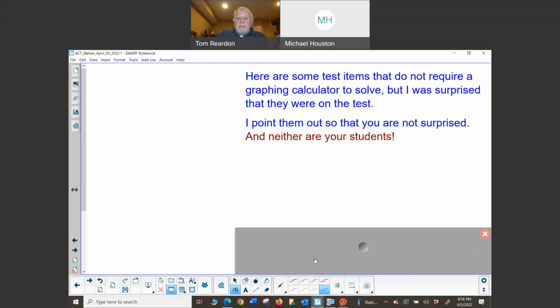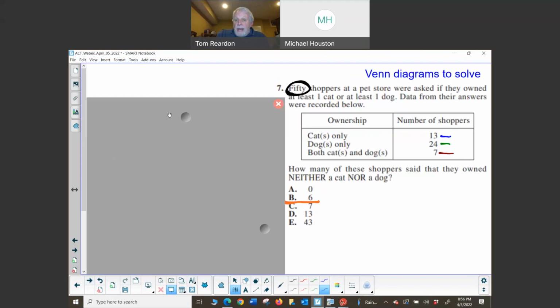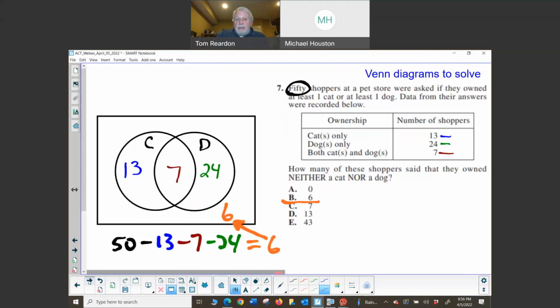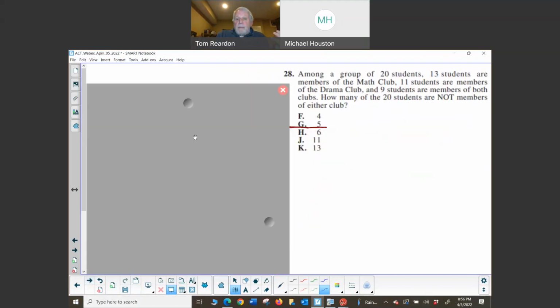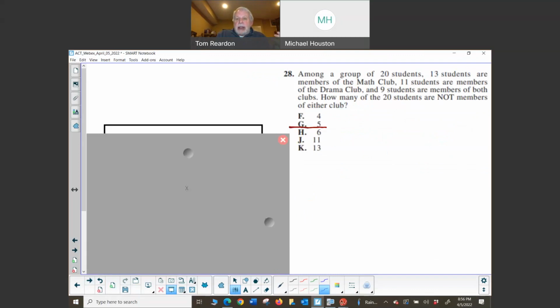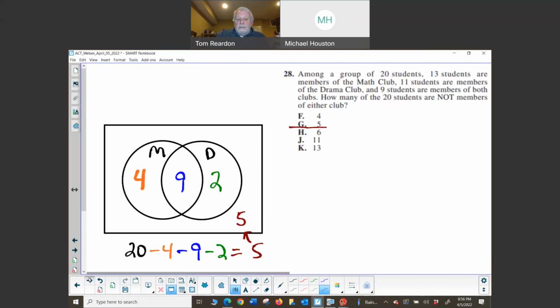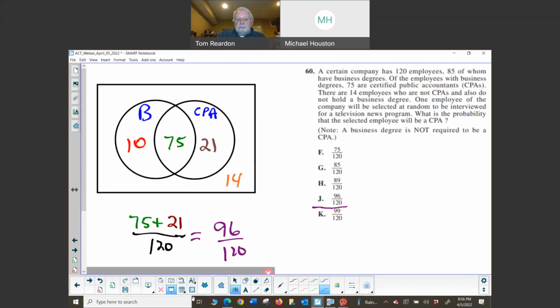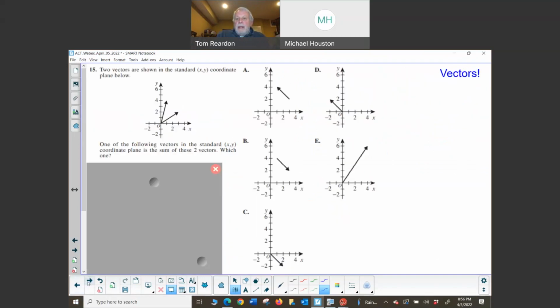These are some test items that I was surprised were on there, so I hope your students aren't. Venn diagrams were on here, okay, to solve problems. There were, I think, 3 of them in the 4 tests. Yeah, so these are the Venn diagram problems. They get a little bit more complicated.